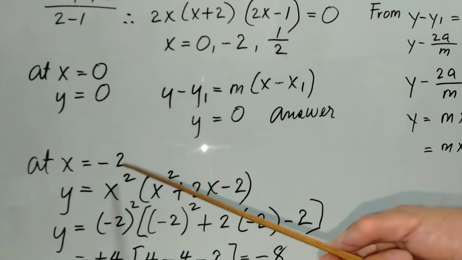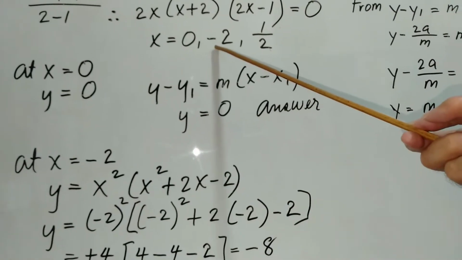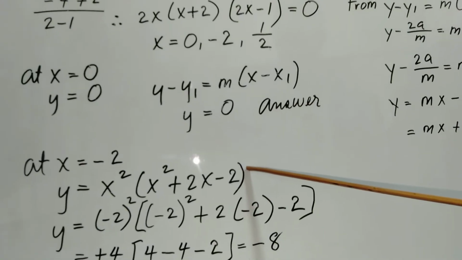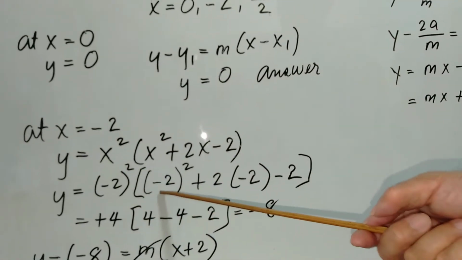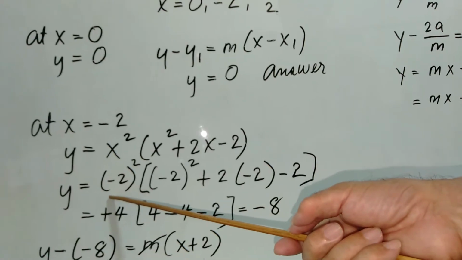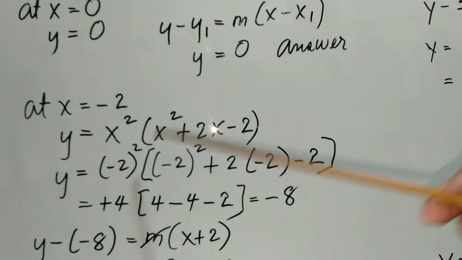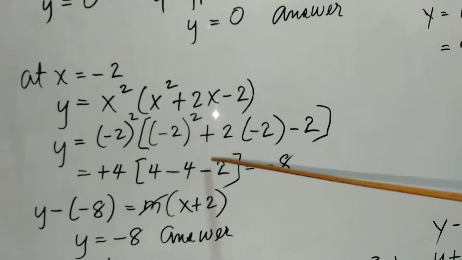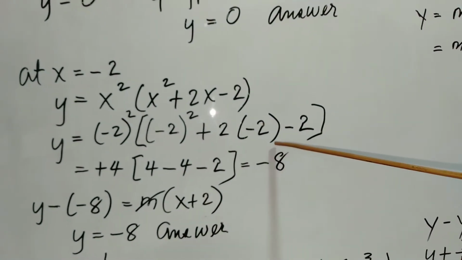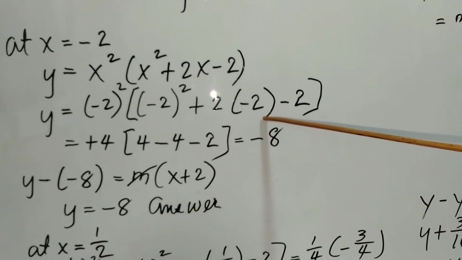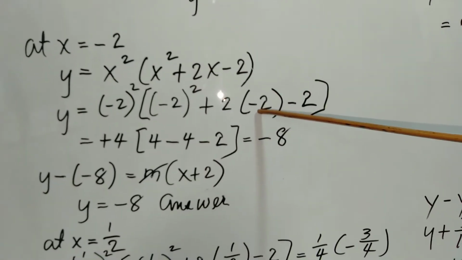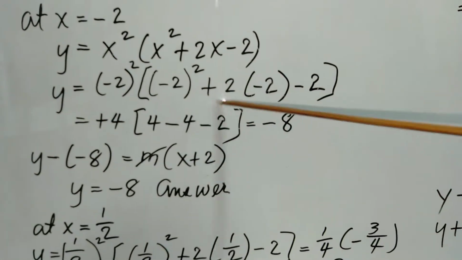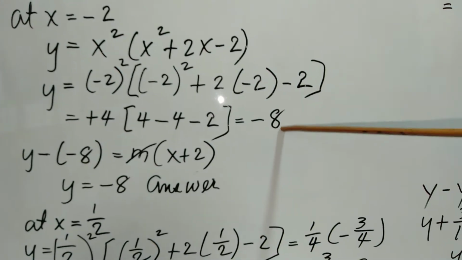So at x is equal to negative 2, the second root, we use the given equation and substitute negative 2 to the given polynomial here. So we get negative 2 squared times the quantity negative 2 raised to 2 plus 2 times the quantity negative 2 minus 2. So combining all the terms here, we get negative 8. So we get y is equal to negative 8.